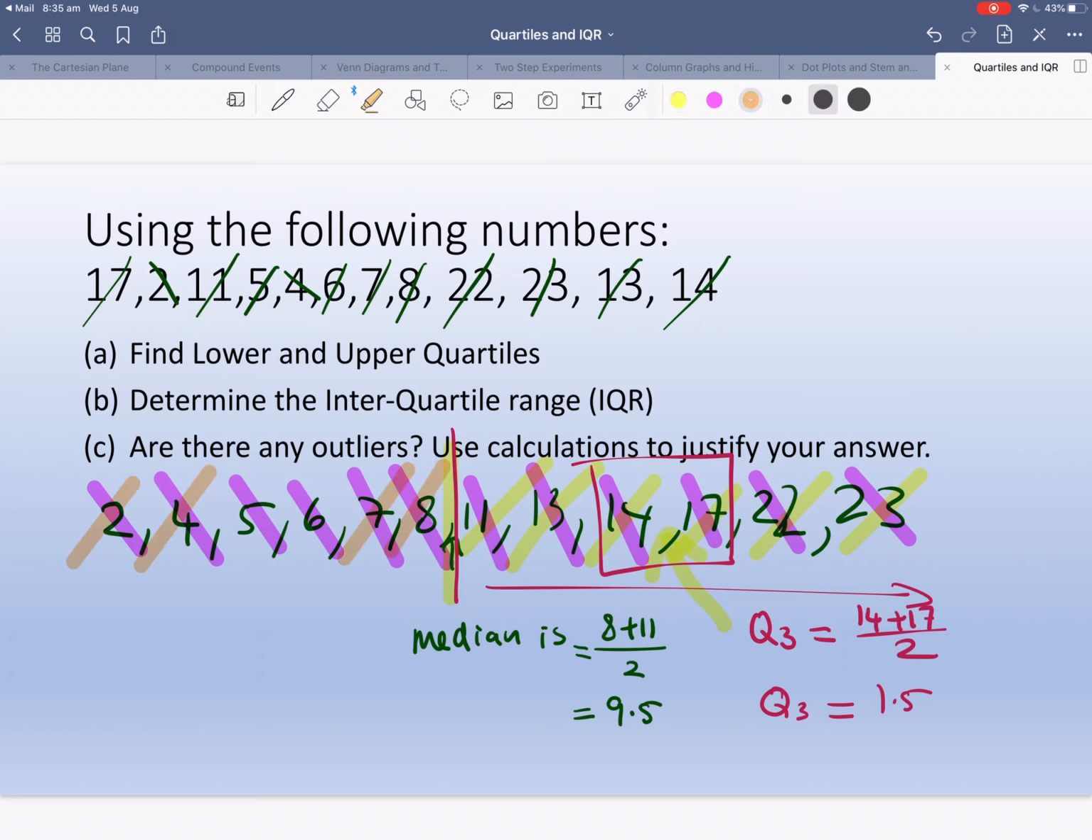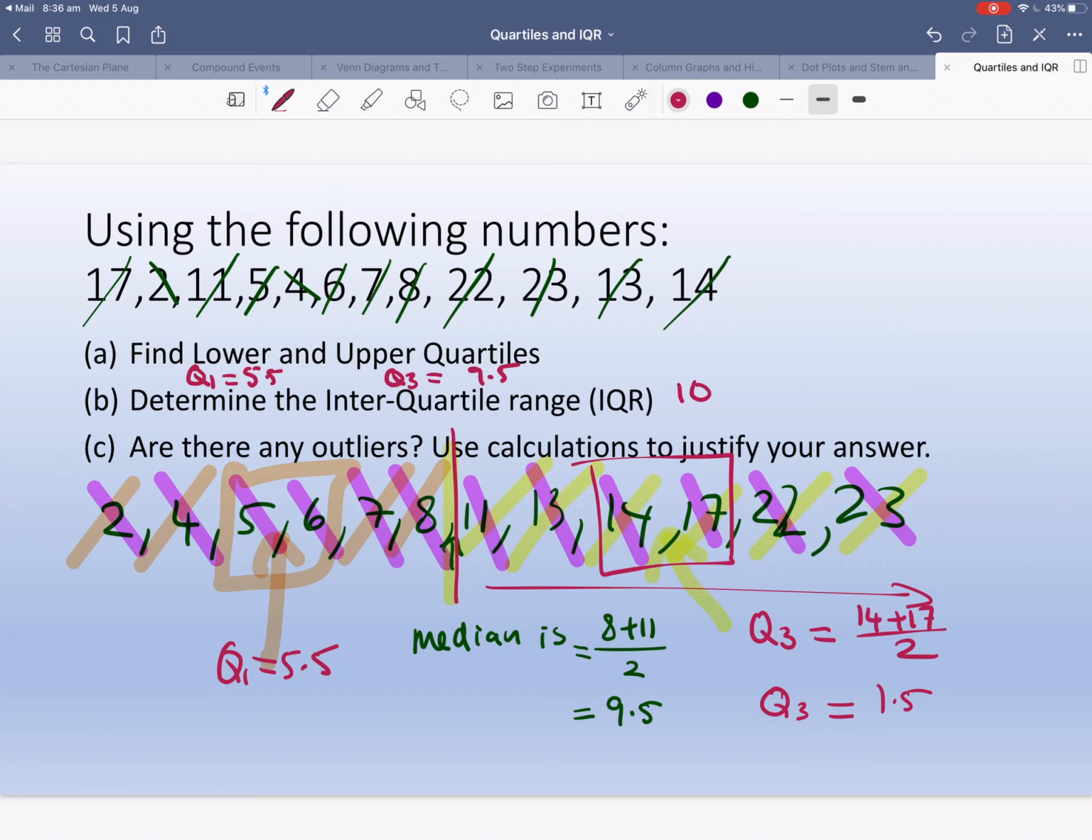Now let's go to the second half. Here we've got two middle numbers. Now this one's quite easy. I know that the middle of 5 and 6 is 5.5, so I'm not even going to calculate it. I'm going to say Q1 equals 5.5 because I can see that. Okay. So find the lower and upper quartiles. Well, let's go. Q1 equals 5.5. Q3 equals 9.5.